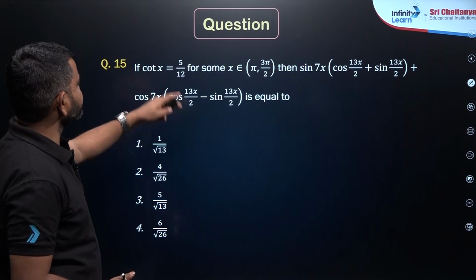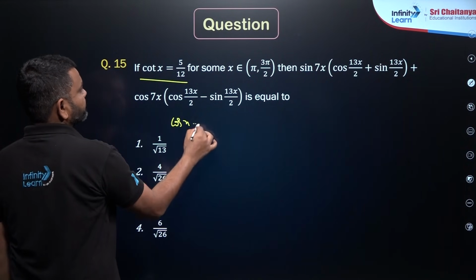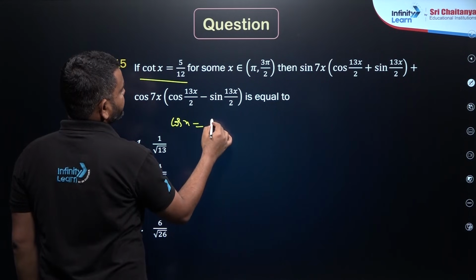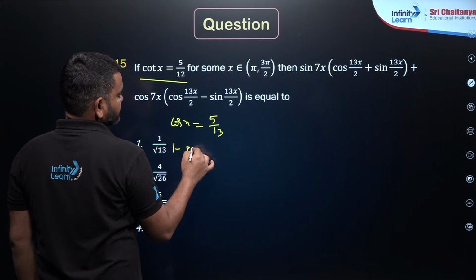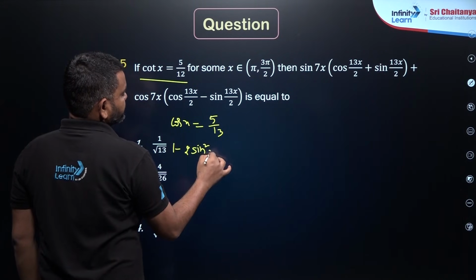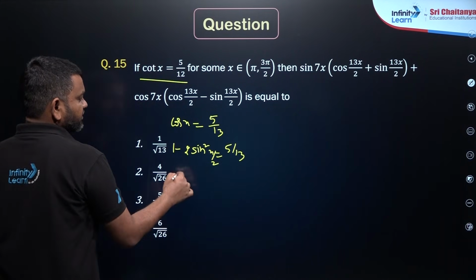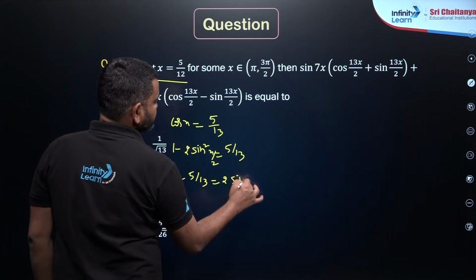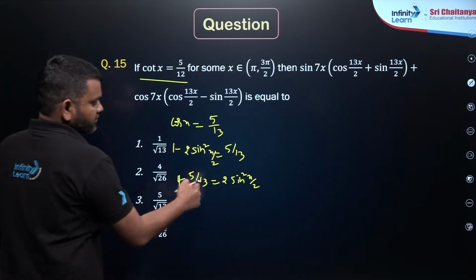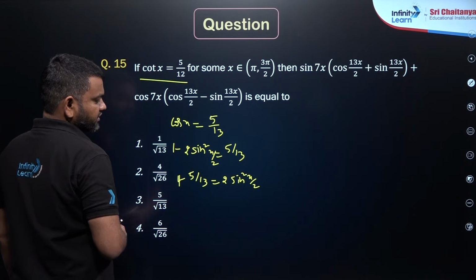Next question is this: cot x is equals to 5 by 2. If cot x is 5 by 2, cos x is going to be what? Cos x is going to be 5 by 13. Then 1 minus 2 sine square x by 2 is going to be 5 by 13. So this coming into the left side, 1 minus 5 by 13 is equals to 2 sine square x by 2. So this is going to be 13 minus 5. So how much you will get? 8.